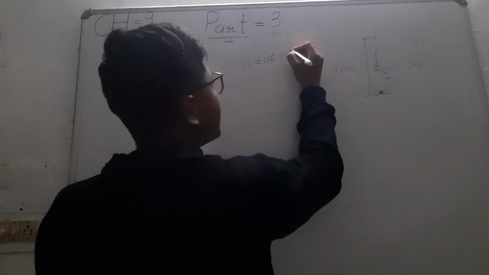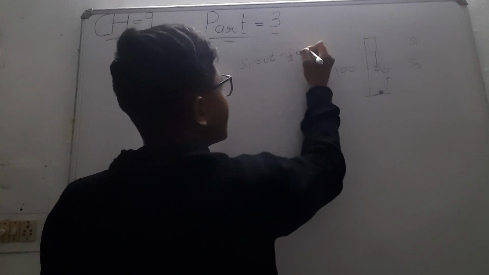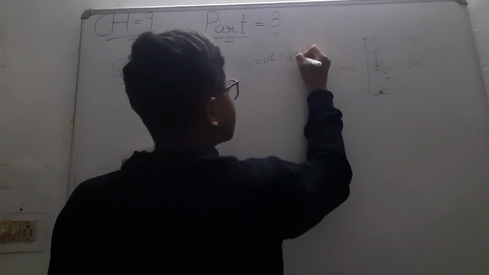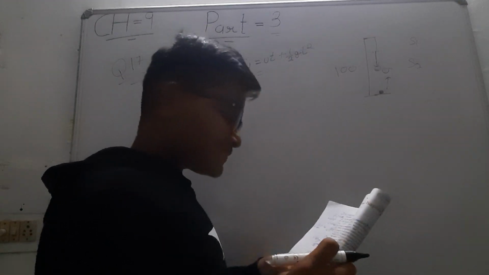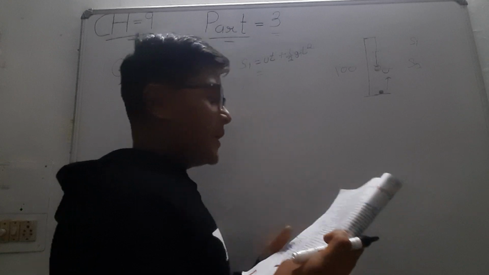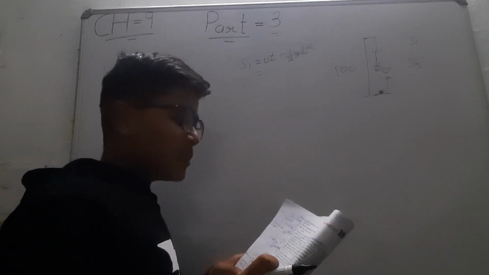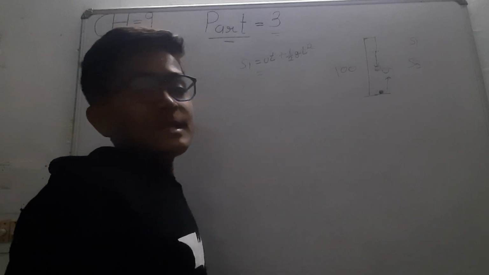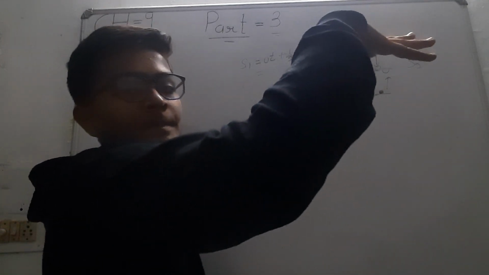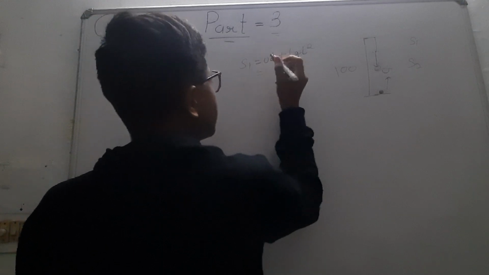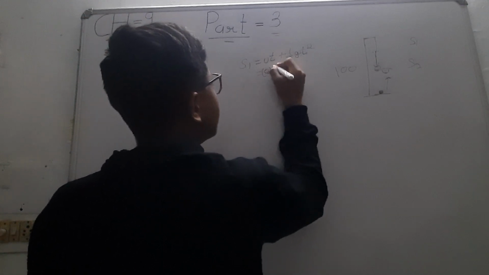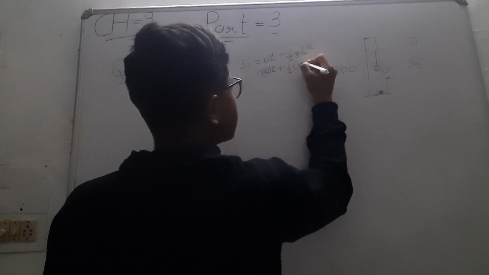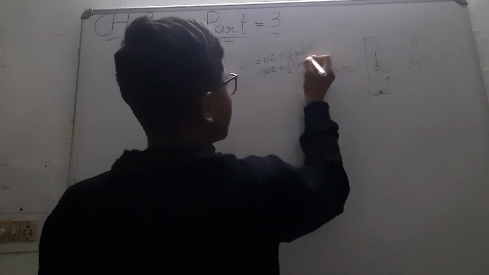S1 is equal to ut plus half at square. We can replace a by g. Okay, u is 0, because when you read the question properly, a stone is allowed to fall from the top of a tower, 100 meter. It means he was releasing the stone. It means the initial velocity is 0. Let's take g as 10.